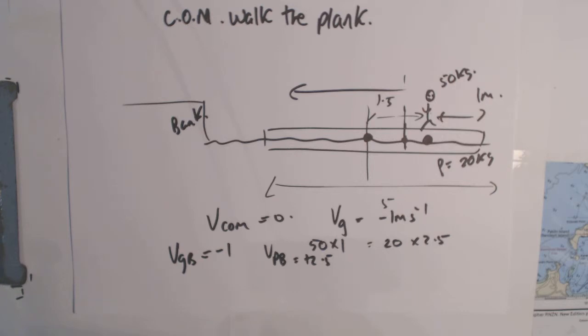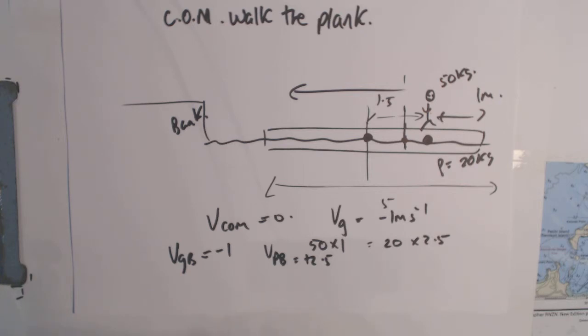But what's the velocity of the girl relative to the plank? Now this is where you've got to do a little bit of thinking. Girl relative to the plank. Well, the girl's going that way at 1. The plank's going that way at 2.5. I've told you before that if you're looking for a relative velocity, you've got to make one of them still.